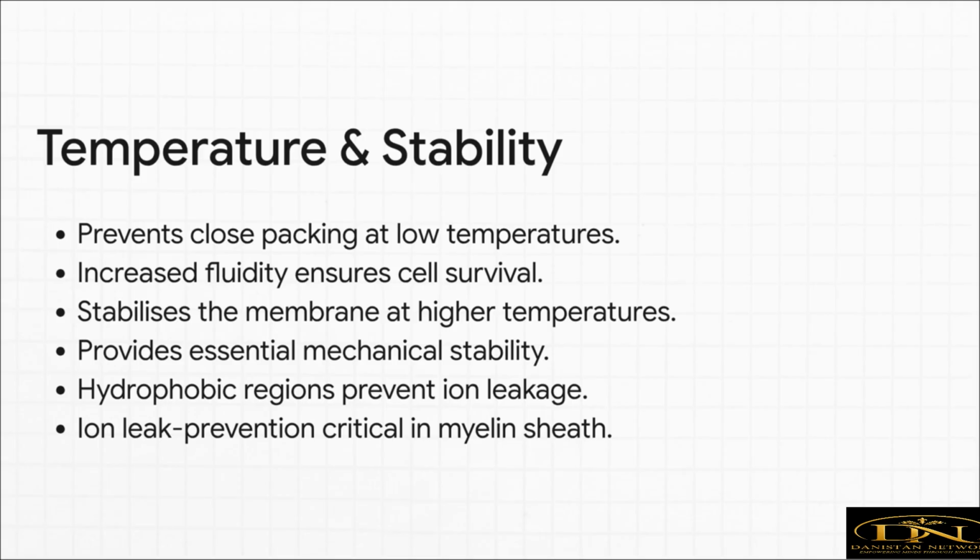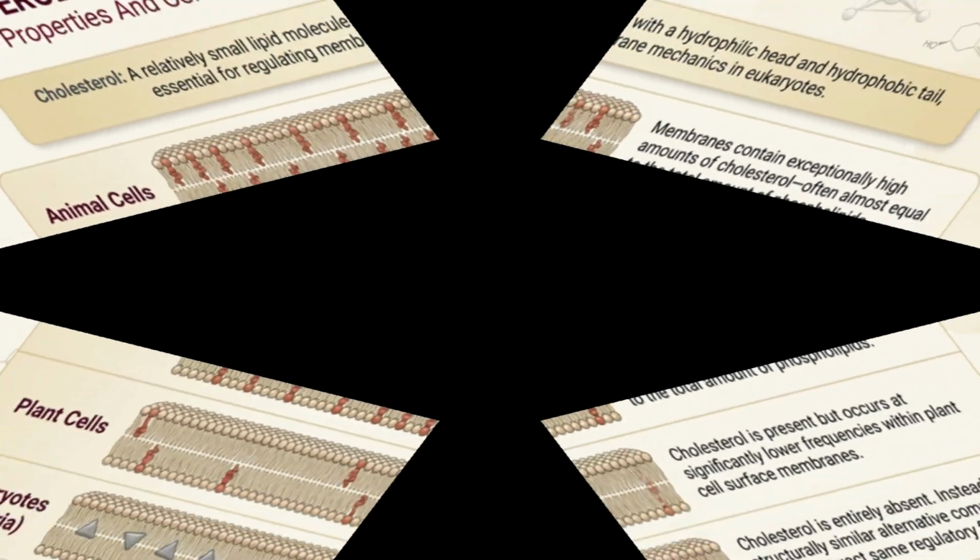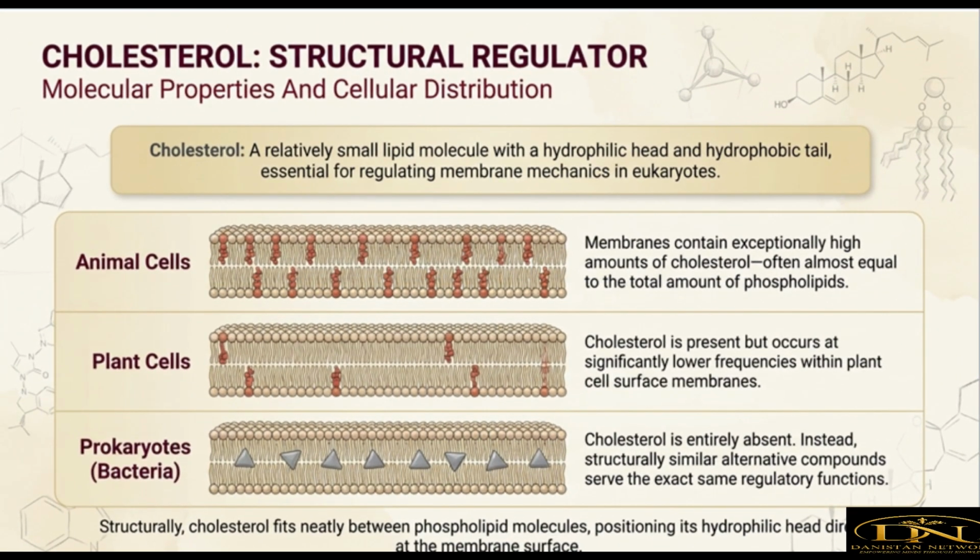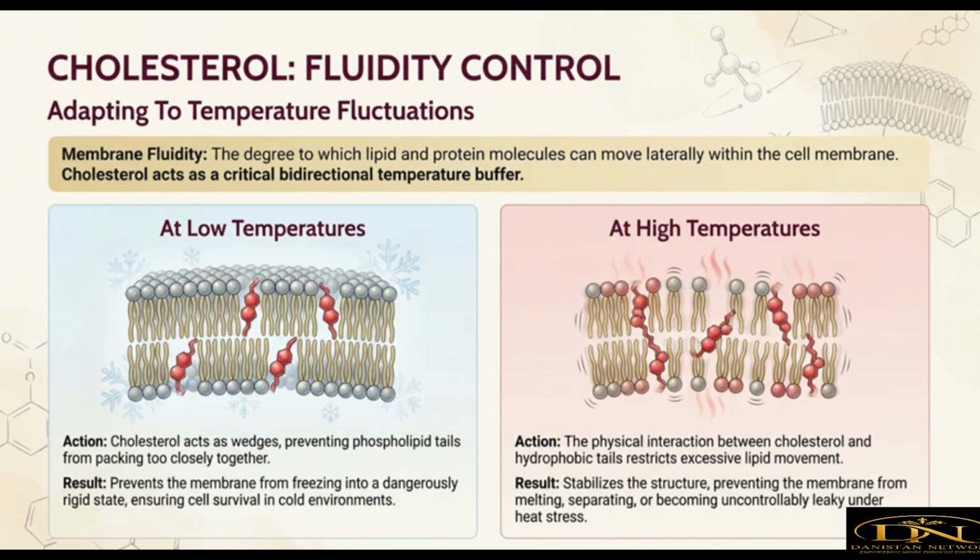Beyond acting as climate control, cholesterol provides essential mechanical stability. Honestly, without it, animal cells would literally burst open. And as a bonus, its hydrophobic regions effectively plug microscopic leaks, preventing ions or polar molecules from escaping. This leak prevention is absolutely critical in the myelin sheath surrounding your nerve cells, ensuring your nerve impulses fire at top speed. These are the key points related to this topic. Focus on them carefully as they are considered essential for your exams.